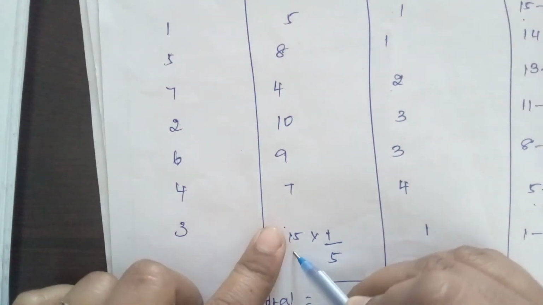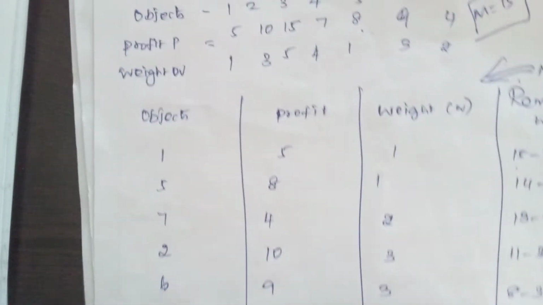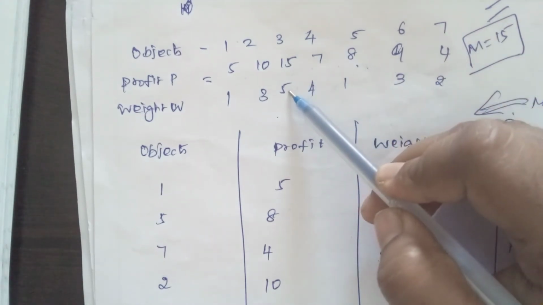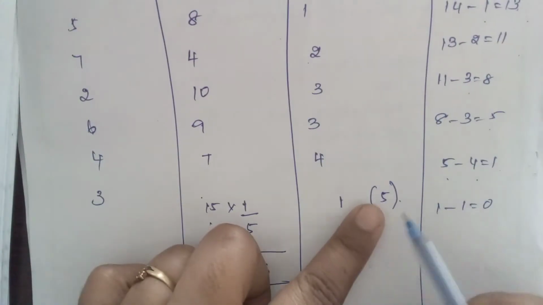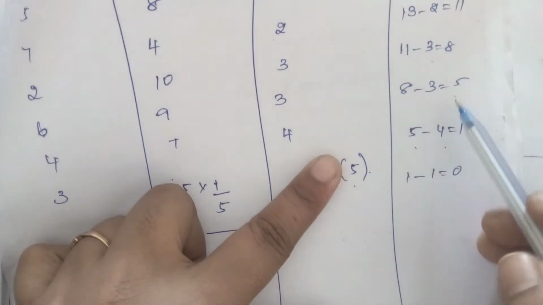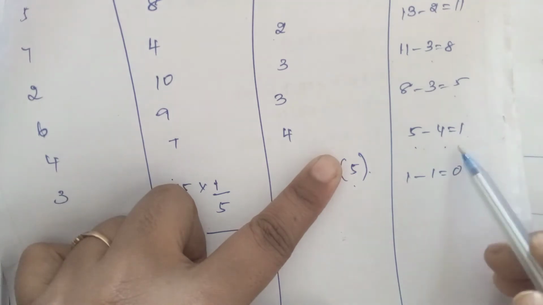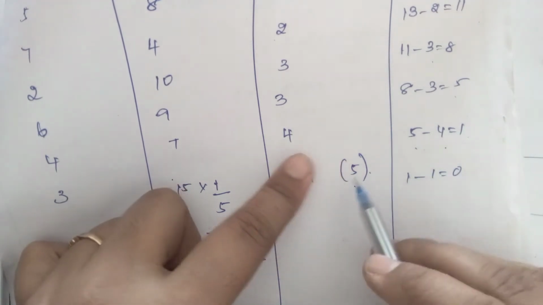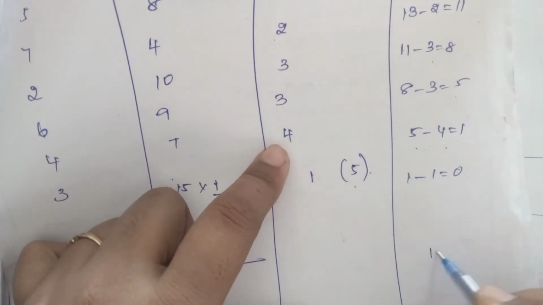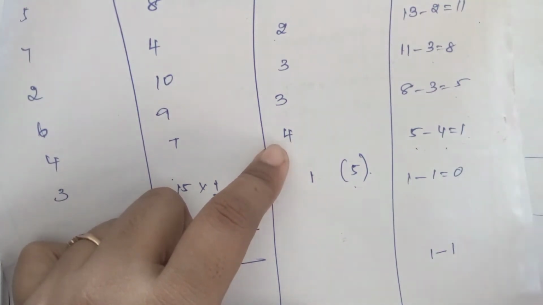See, for the third object, 15 profit is there, but the weight is 5. Actual weight is 5, but I'm not writing 5 here because I have only the remaining weight, only one value balance. So I want to subtract it: 1 minus 1 means I get the value 0.